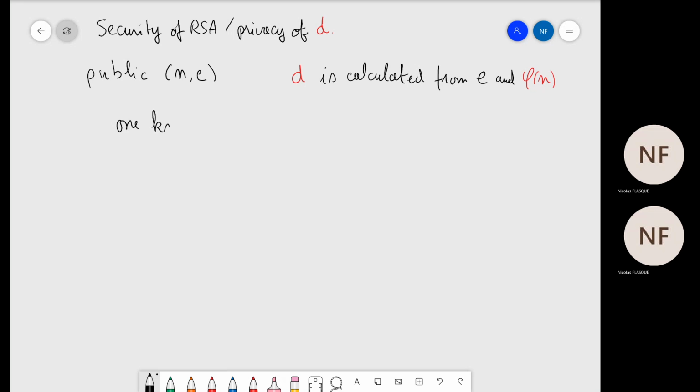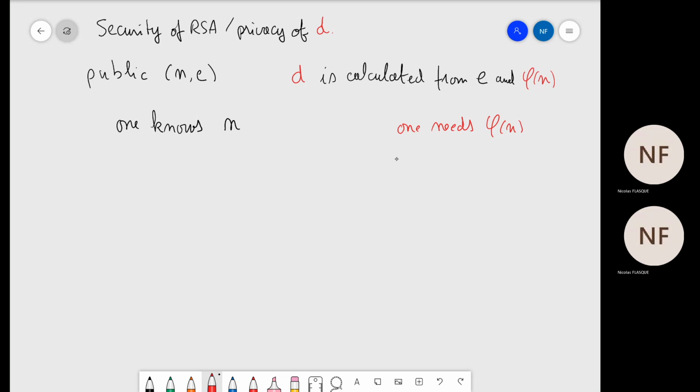So one knows N, and on the other end, if you want to calculate the value of D yourself, just imagine you fetch some public key N sent by someone and you want to calculate D to try to act on the messages. You need the value of phi of N. Also, you know that N is a product of two numbers.